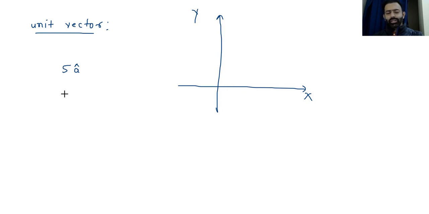That scalar quantity becomes a vector quantity, and direction is introduced by the vector which you have multiplied.